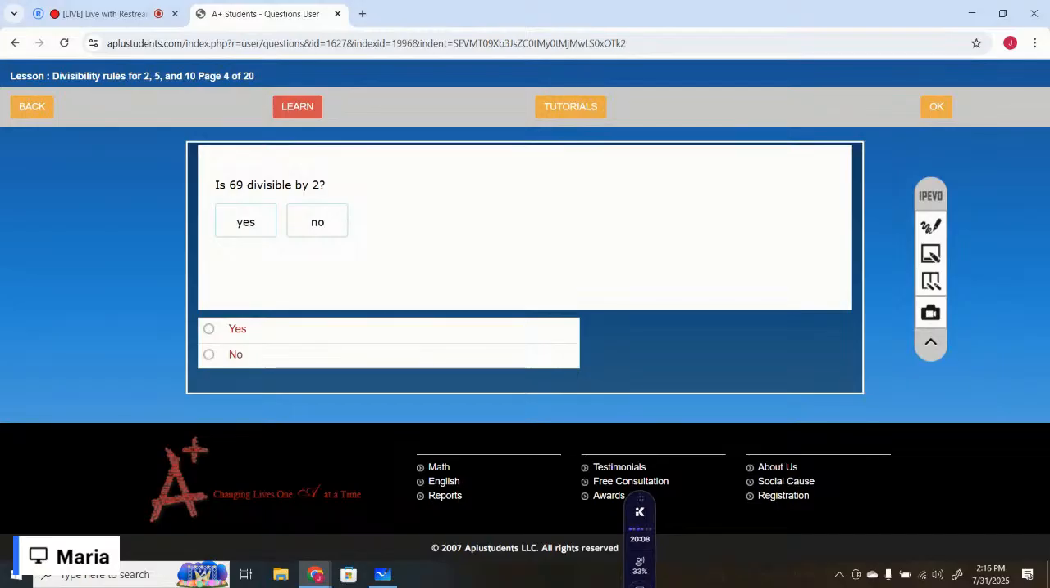Is 69 divisible by 2? The ones digit must be 0, 2, 4, 6, or 8. So for the given number, the ones digit is 9. So the number is not divisible by 2. The correct option is no.